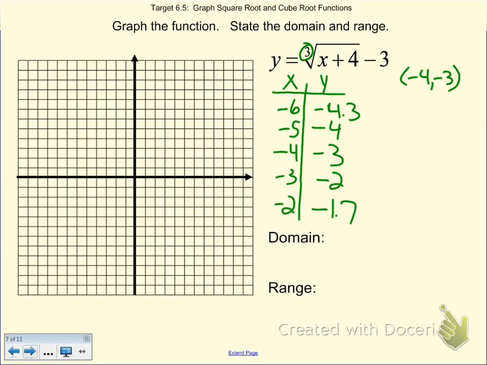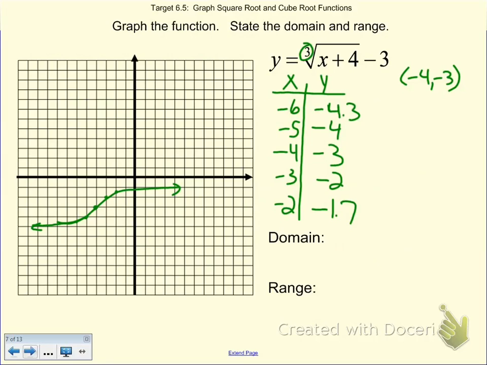Okay, made a little adjustment there at my -2, should be -1.7. We're going to plot these points. Again, I always like to plot my Hank and Kelly point first. So -4, -3. Then we plot our next points. And if you remember, this is the one that kind of looks like the letter S.